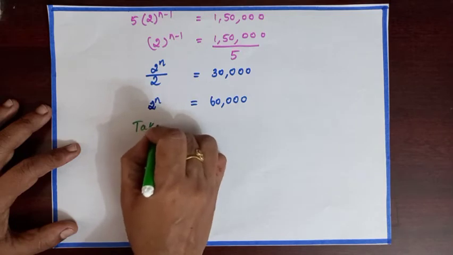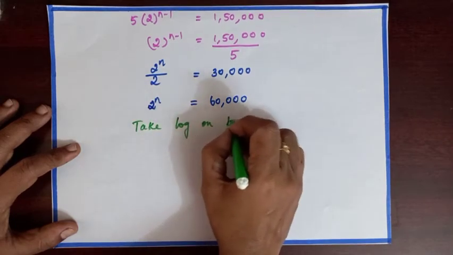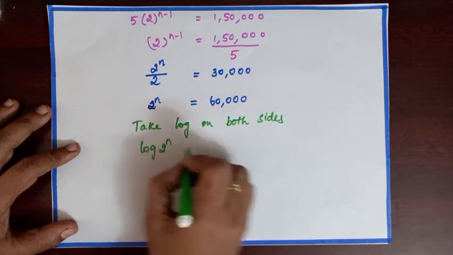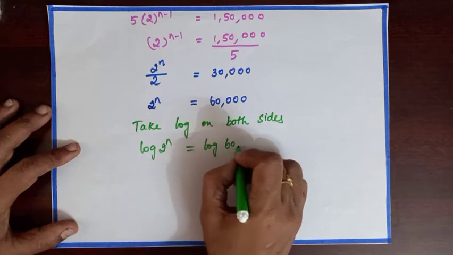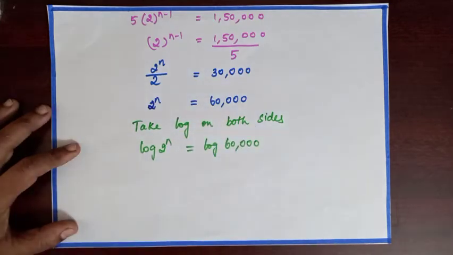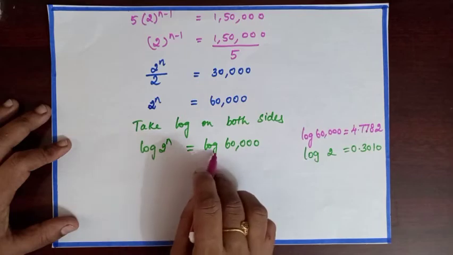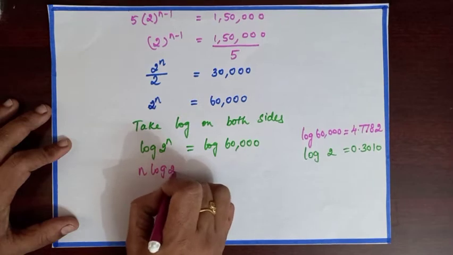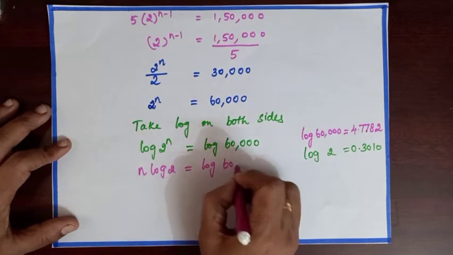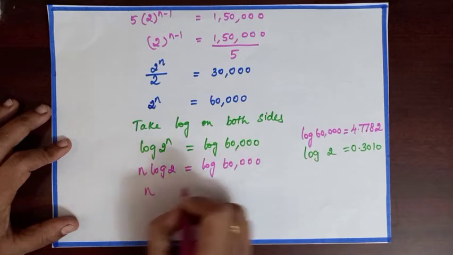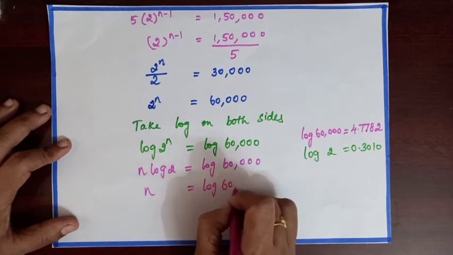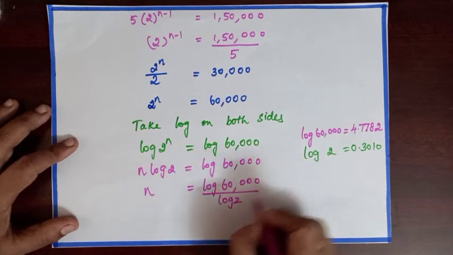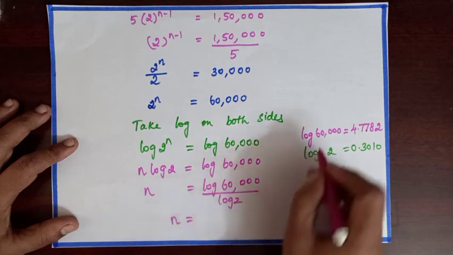Now take log on both sides. Then we get log 2 power n is equal to log 60,000. Now use the power rule on the left hand side. Then we get n log 2 equal to log 60,000. Then n is equal to log 60,000 divided by log 2.